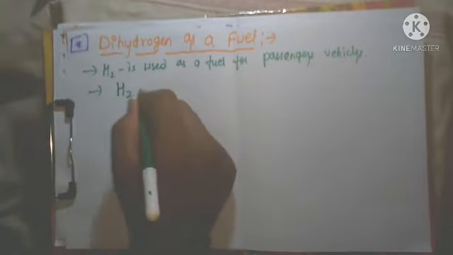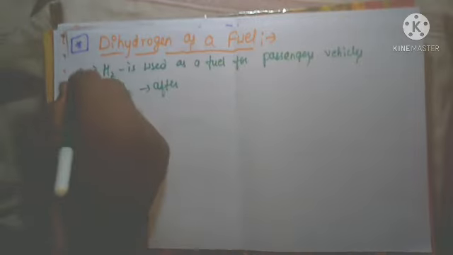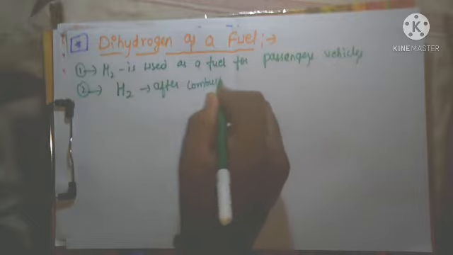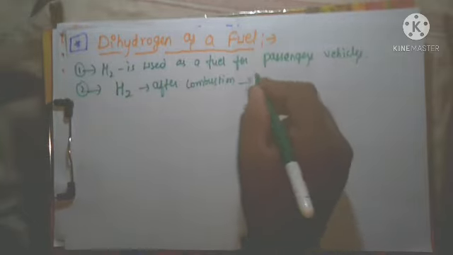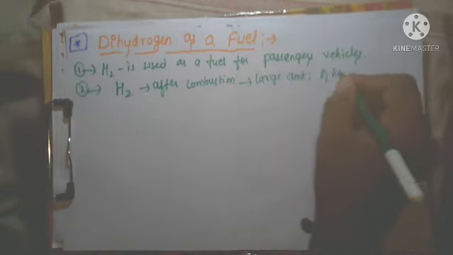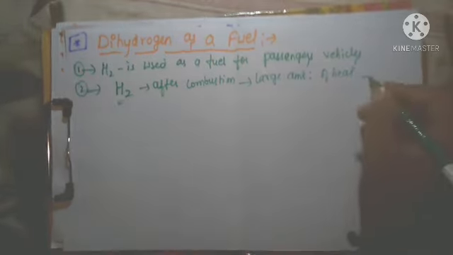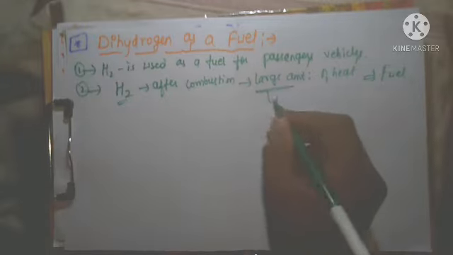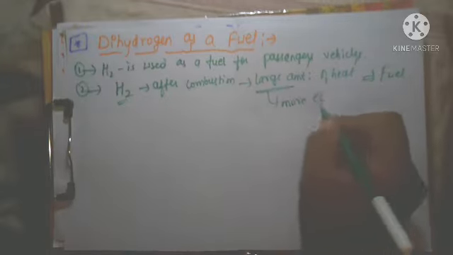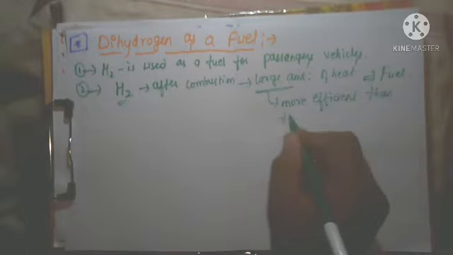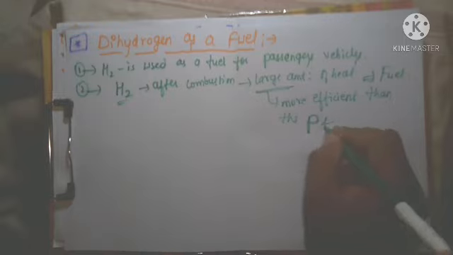Because dihydrogen, after combustion, this is the second point, dihydrogen after combustion produces a large amount of heat. Therefore, it can be used as the fuel. Again, it is producing a very large amount of heat. Therefore, it is more efficient than the petrol and diesel.